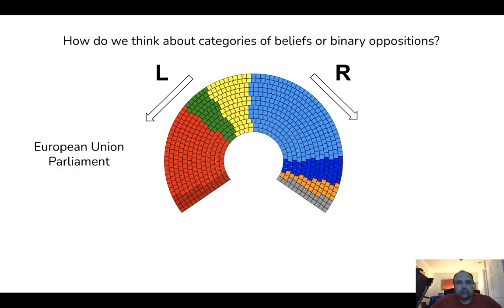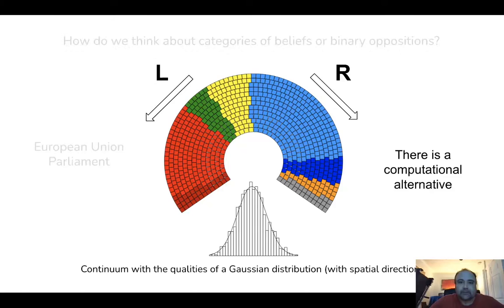So, contextual geometric structures are rooted in the notion of the spatiality of ideologies and categories. One question we can ask is, how do we think about categories or beliefs, or binary oppositions for that matter? We have some intuitions of this in culture. For example, the European Parliament has the left wing and the right wing configured in such a way in the seating arrangement here.